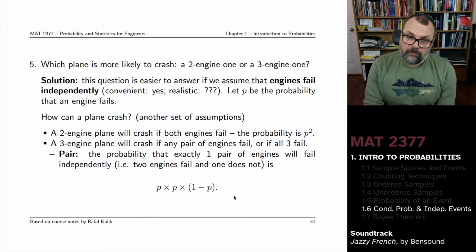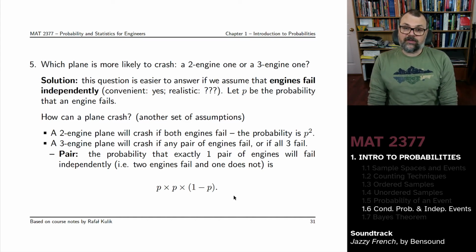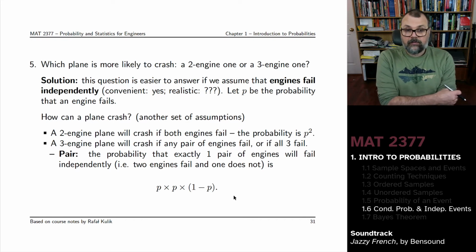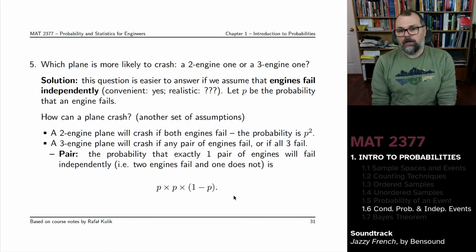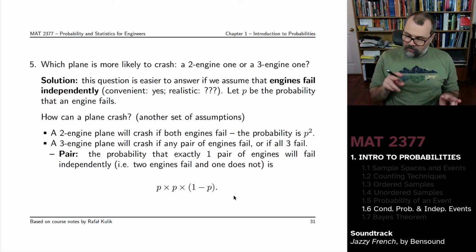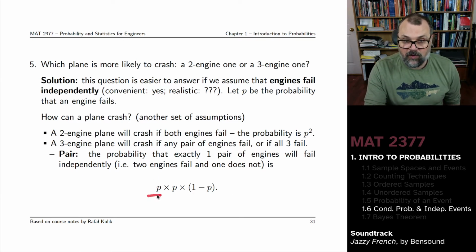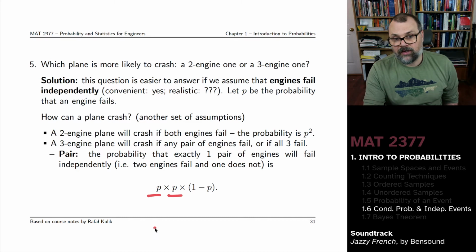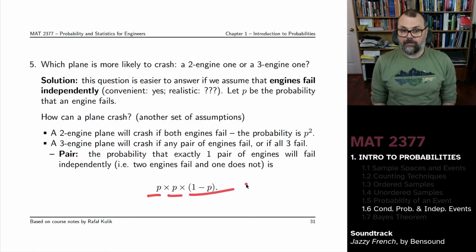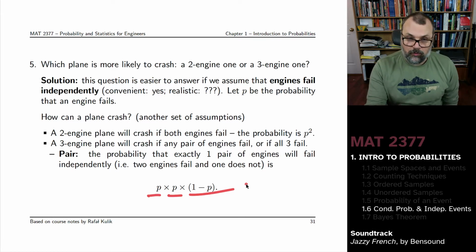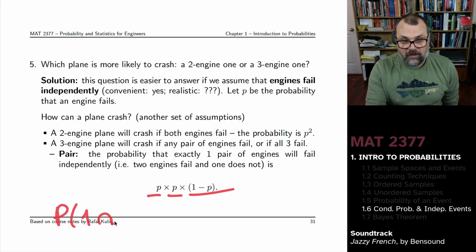If you have a 3-engine plane, we will assume here that the plane crashes if any pair of engines fails, or if potentially all 3 of them fail. Again, if the failures are independent, in order to have exactly one pair of engines fail, you need to have 2 engines fail and one of them not fail. So the probability of one engine failing is P, another engine failing is P, and the other one not failing is 1 minus P. This would be, for instance, the probability of 1 failing, and 2 failing, and 3 not failing.